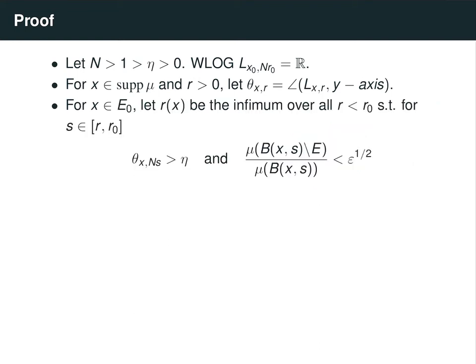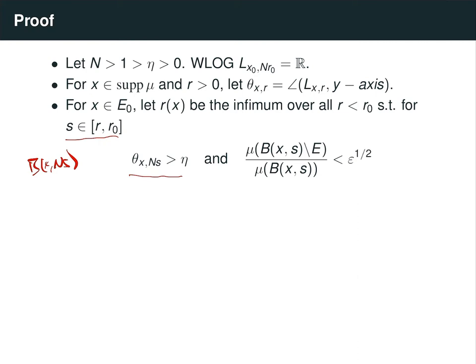What this measures is the angle between the best approximating affine measure for mu inside this ball and the y-axis. So this will be theta of x r. Now, for points x in E naught, we're going to let r x denote the infimum over all radii r less than r naught such that for all intermediate radii, so all radii at least r but below r naught, the angle between the best approximating affine measure in b x comma s is bigger than eta from the y-axis, and also the set E takes up all but epsilon to the 0.5 percent of the ball b x comma s.